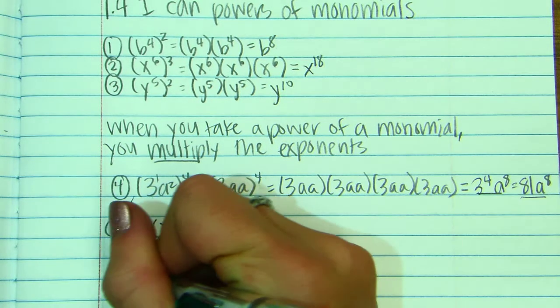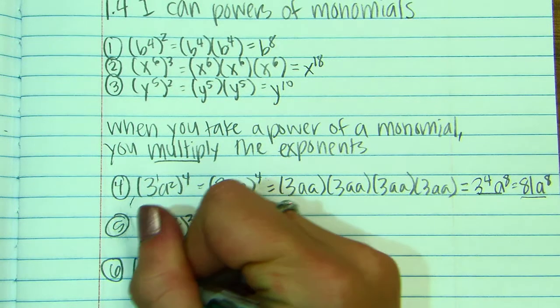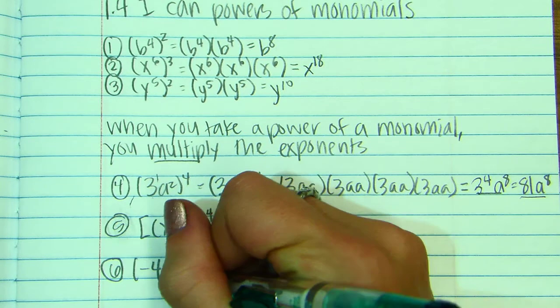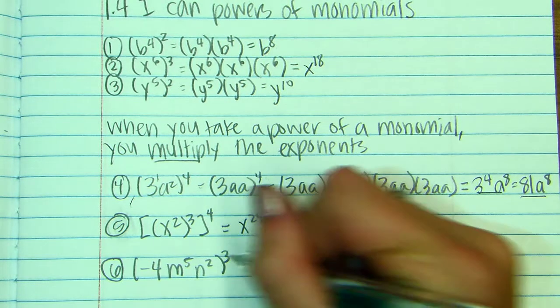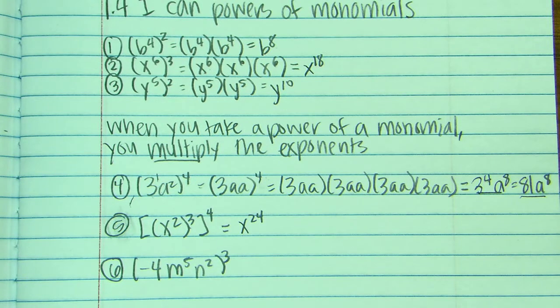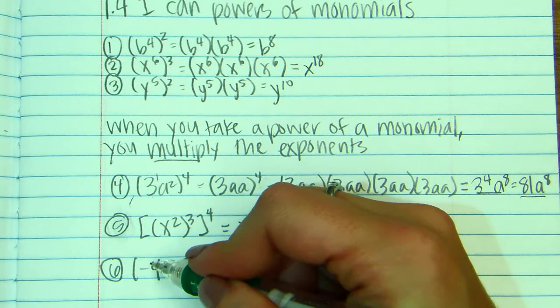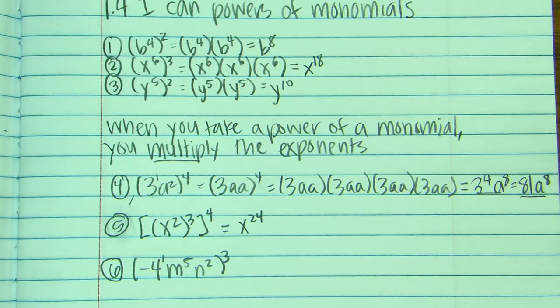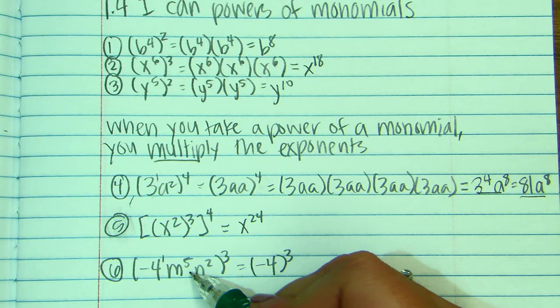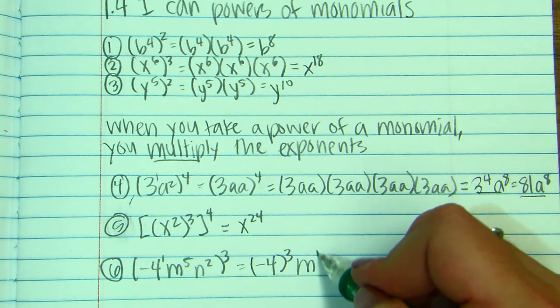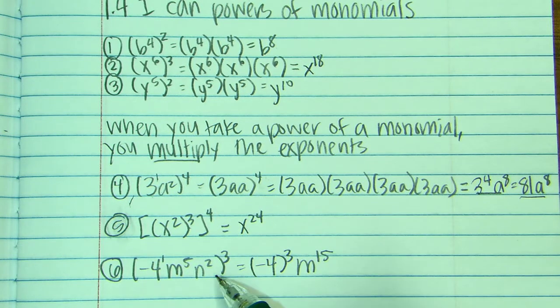And then for our next example, this one will be example 6. Let's do -4 times m to the fifth power, n to the second power, to the third power. And I'm not going to write this one out, I'm going to use my shortcut. So remember, the shortcut is multiplying. What invisible exponent is on the -4? It should really be an invisible 1. 1 times 3 is 3, so I have -4 to the third power. 5 times 3 is 15, so m to the 15th power. 2 times 3 is 6, so I have n to the 6th power.